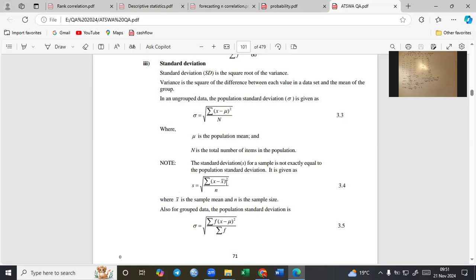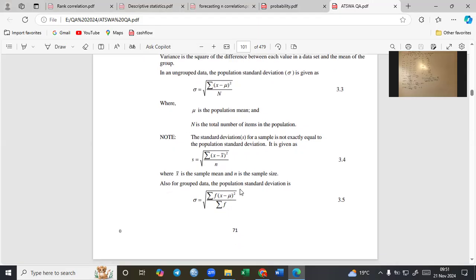X bar, this X bar. So for sample standard deviation, summation of (x minus x bar) squared divided by n. Then you find the square root of everything. Where x bar is the sample mean, and n is the sample size.